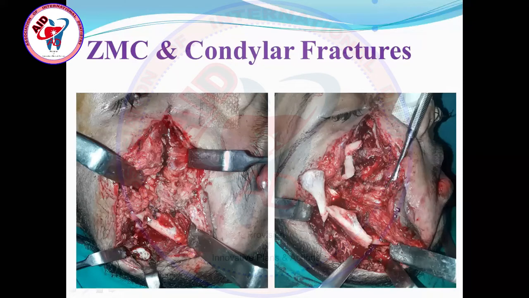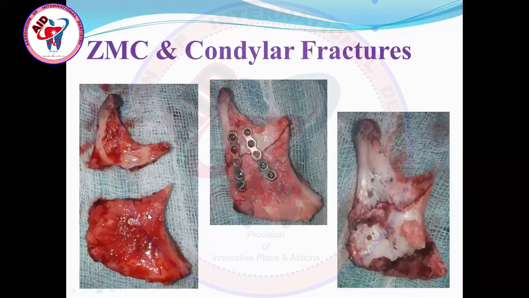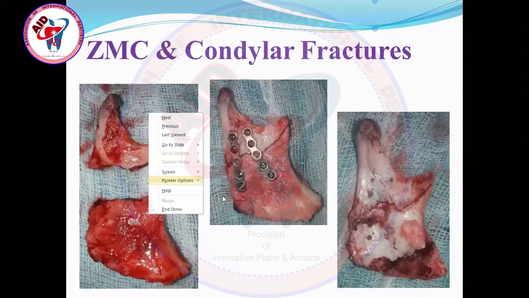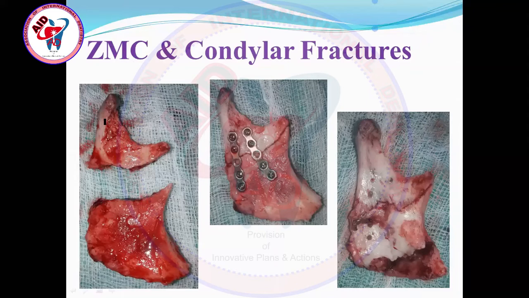And then what we have done, we have taken out these bone segments. And then treating this patient, we have taken out this ramus as well as the condyle. This is the condyle with its subcondylar region and the sigmoid notch region and the ramus region, and this is also the ramus region.